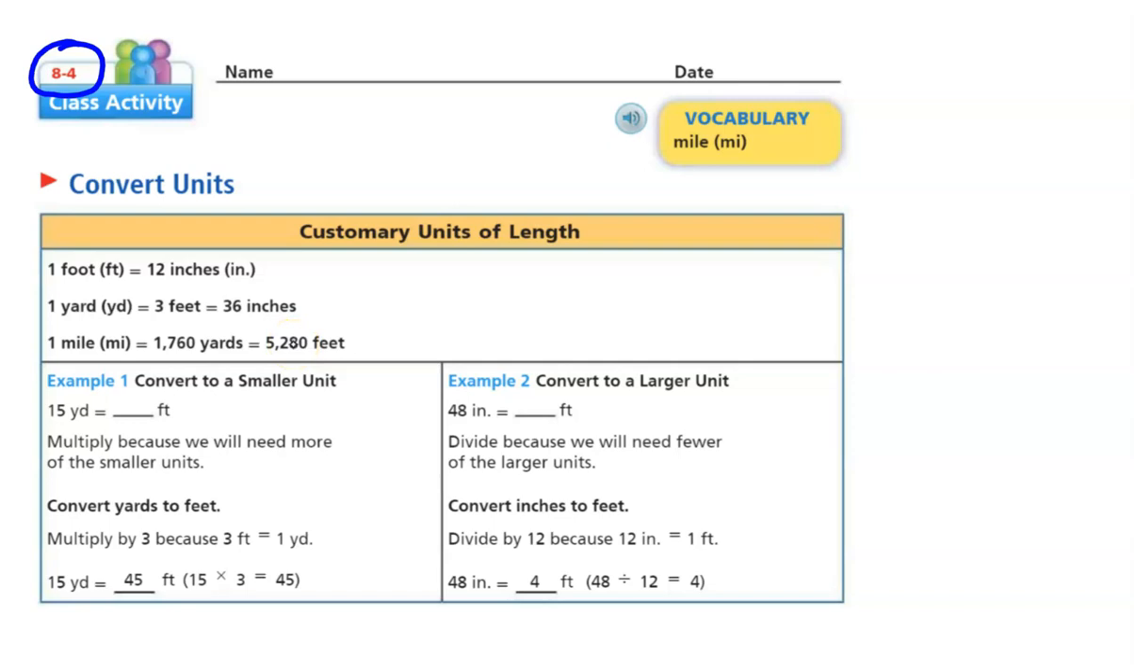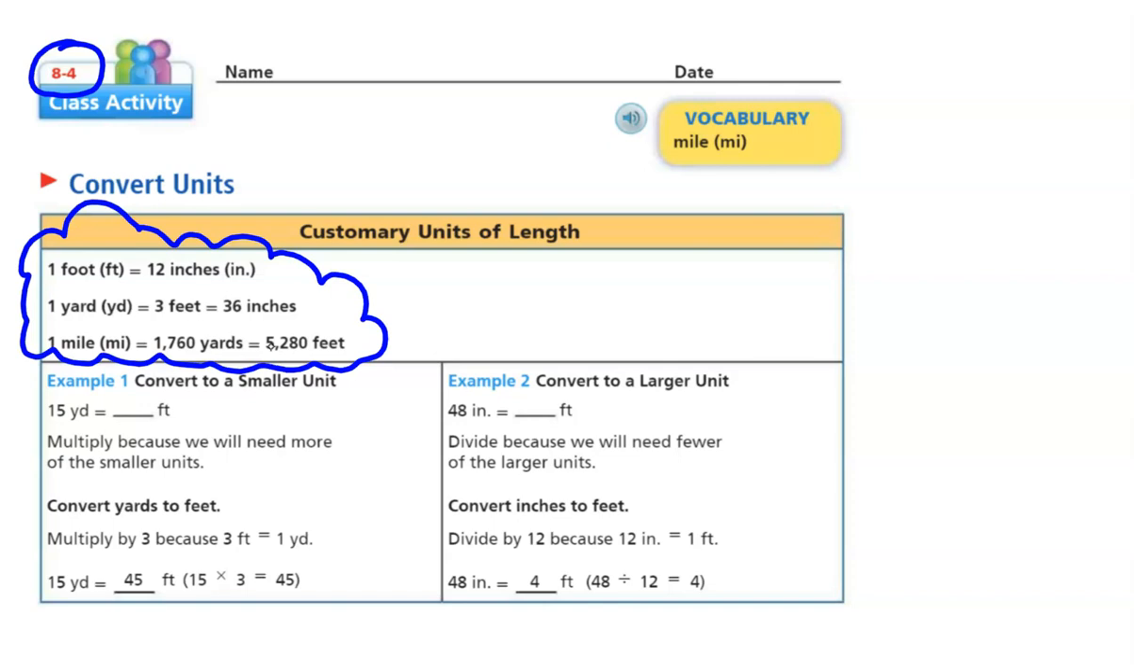Now here's my gripe with the customary system. These are all just things that you have to learn. You have to memorize them. There's no other way to use them except to have them sort of memorized. So a foot is 12 inches, which is easy enough. A yard is 3 feet, which is easy enough. But then a mile is where things start to get a little bit hairy.